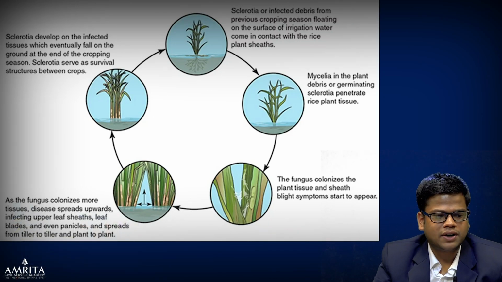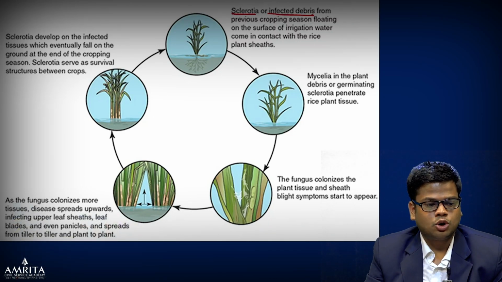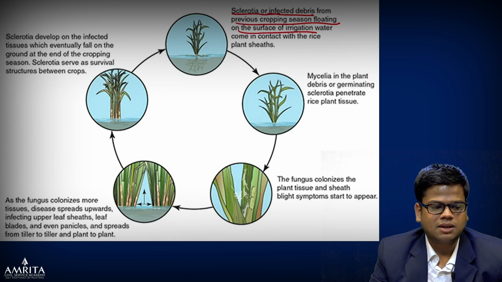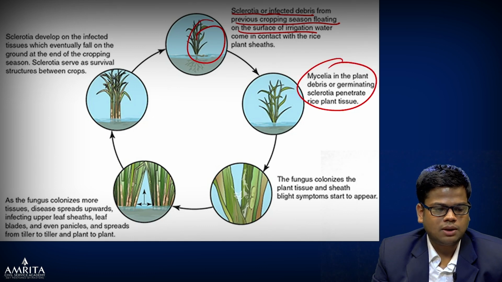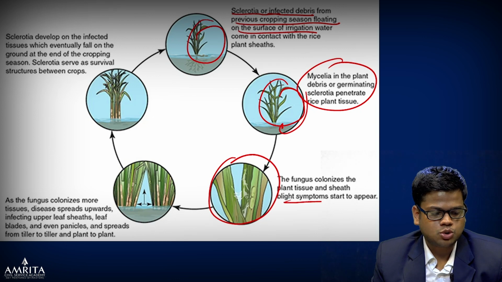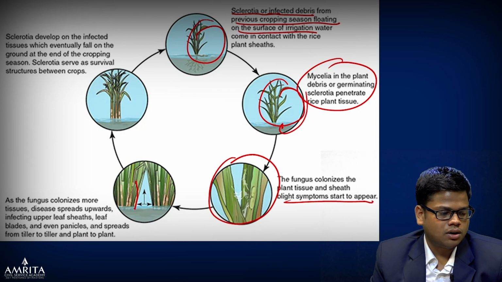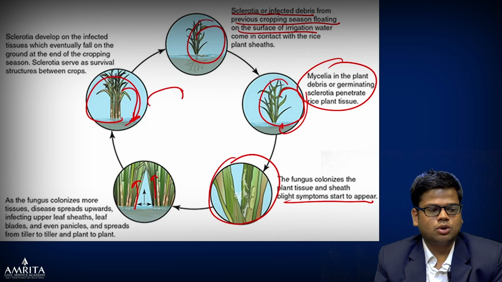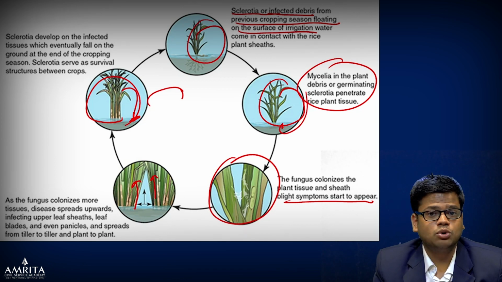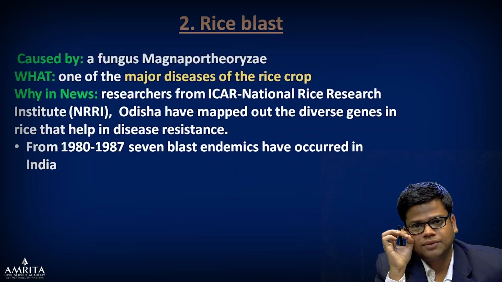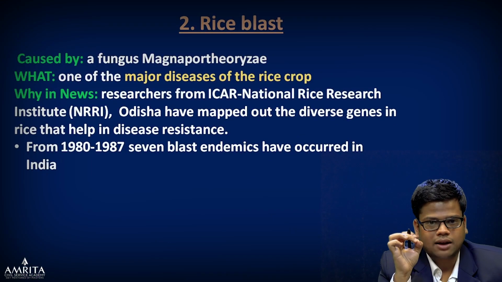They are saying that infected debris or sclerotia from the previous cropping season floating on the surface infects the plant, then it goes into the tissue and spreads among the tissue. It starts to appear and finally it goes upward and infects the whole plant. Finally from this it drops into the water and the next cycle starts. So that is why it becomes really tough to contain this. You need fungicides to tackle this problem.